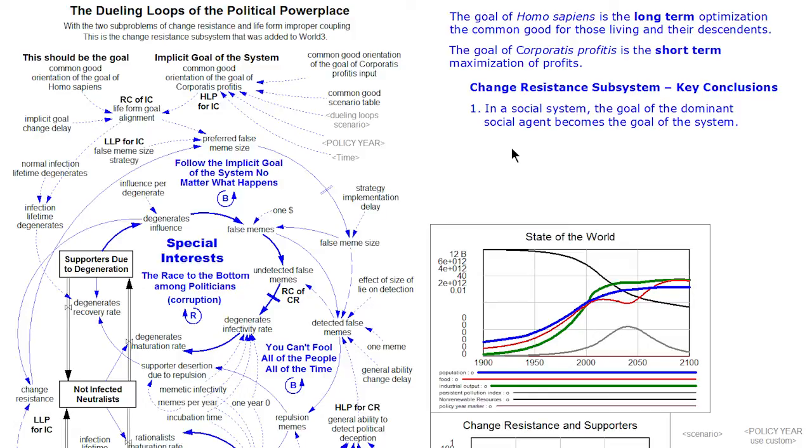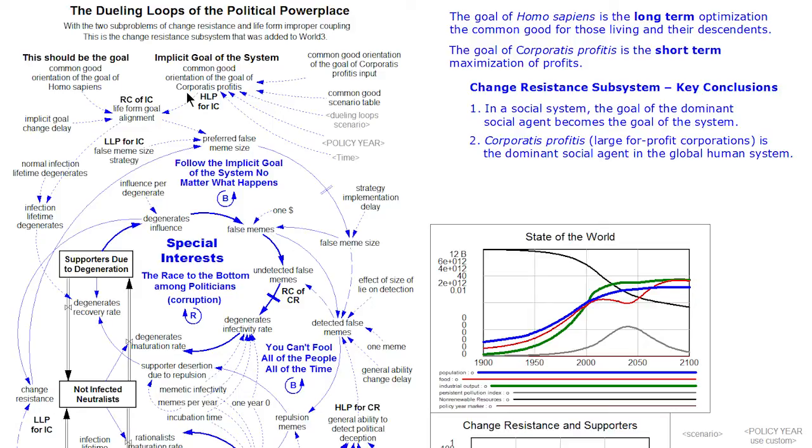Corporatus Profitus has the goal of short-term maximization of profits. If you follow the money, corporations largely control jobs, products, technology, and new culture, and enough of the news media and political elections to get their way. So corporations are the dominant social agent. Because they're dominant, their goal and the goal of the human system have become one and the same. So the implicit goal of the system is short-term maximization of profits, the goal of Corporatus Profitus.